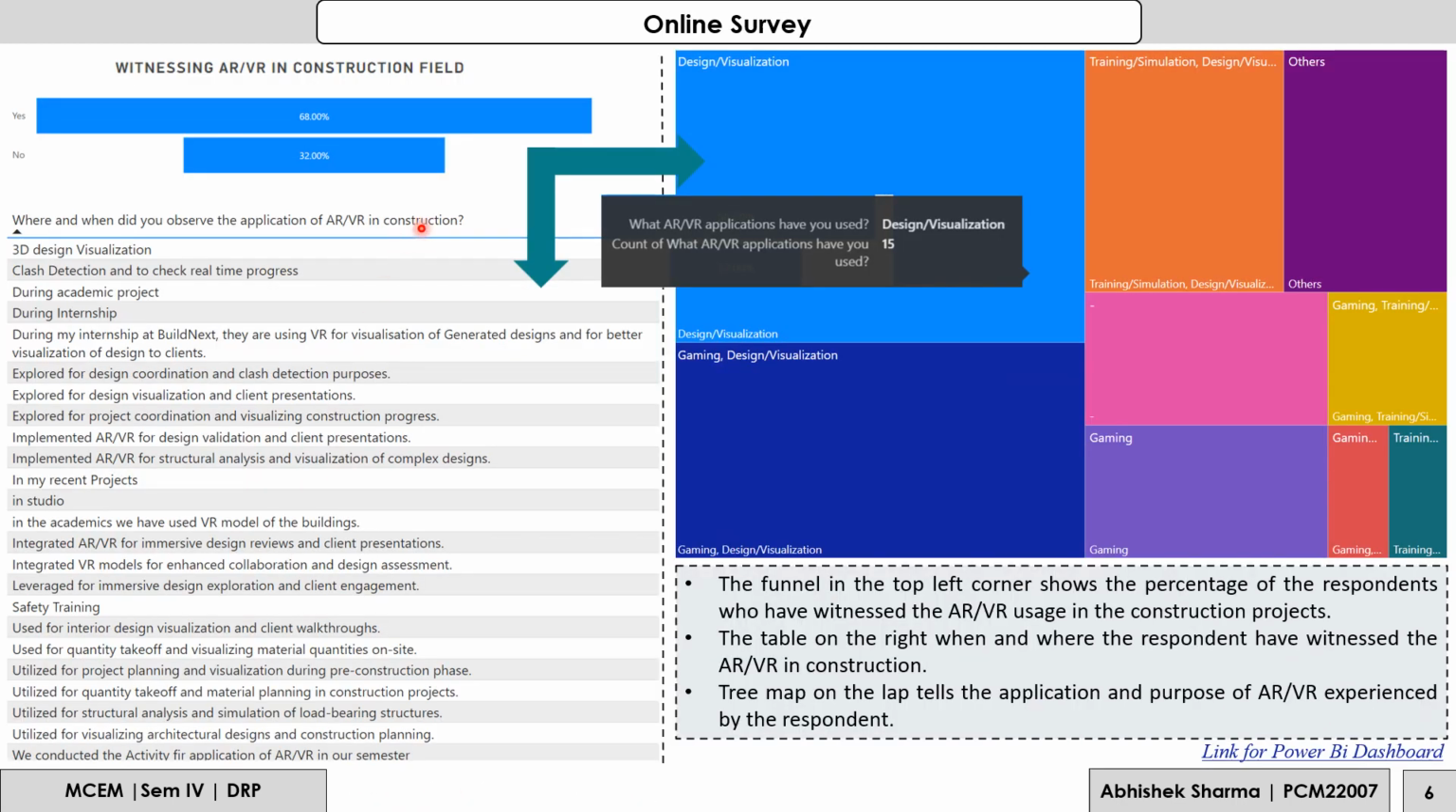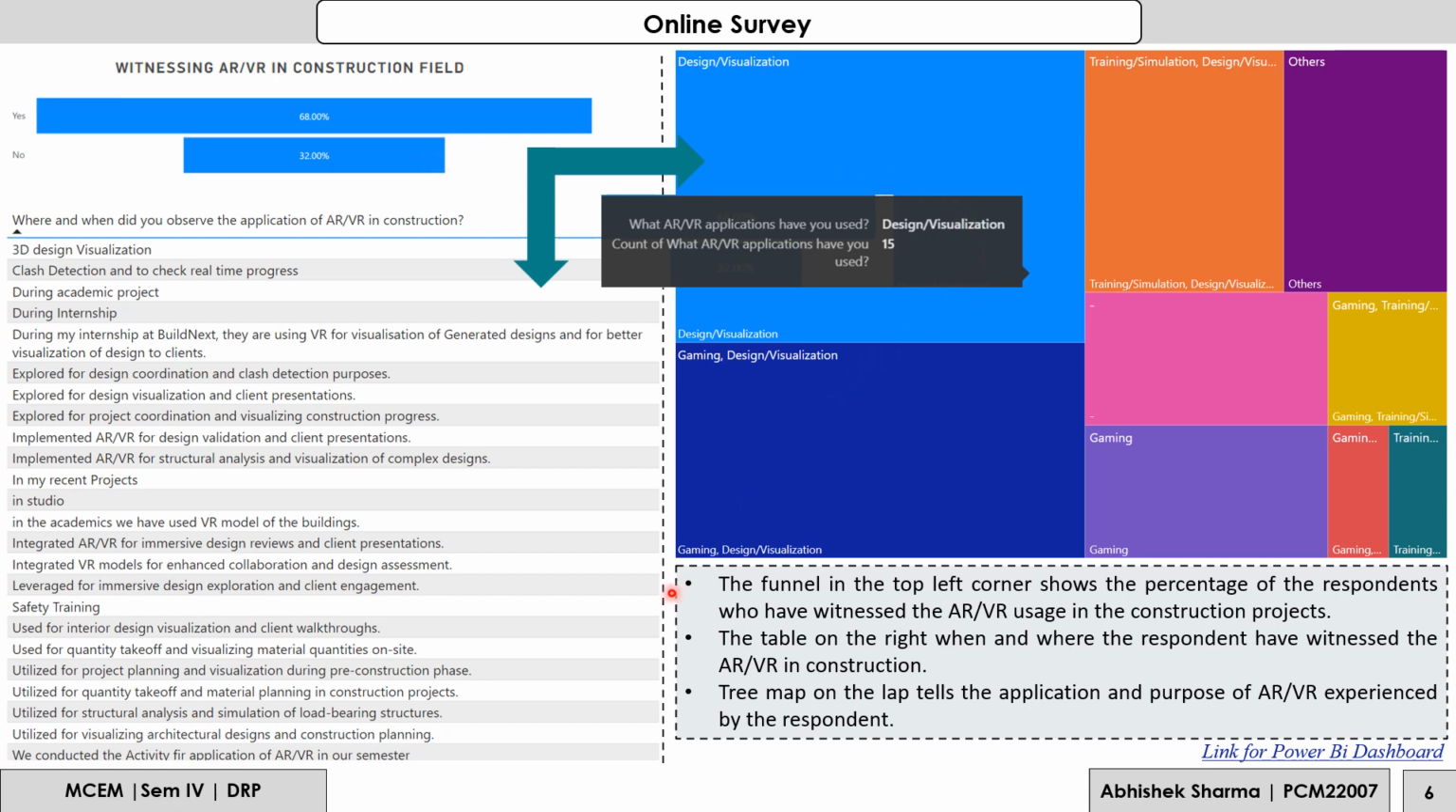Now from the online surveys, 68% have used the AR/VR in the construction field, while 32% haven't witnessed the AR/VR.